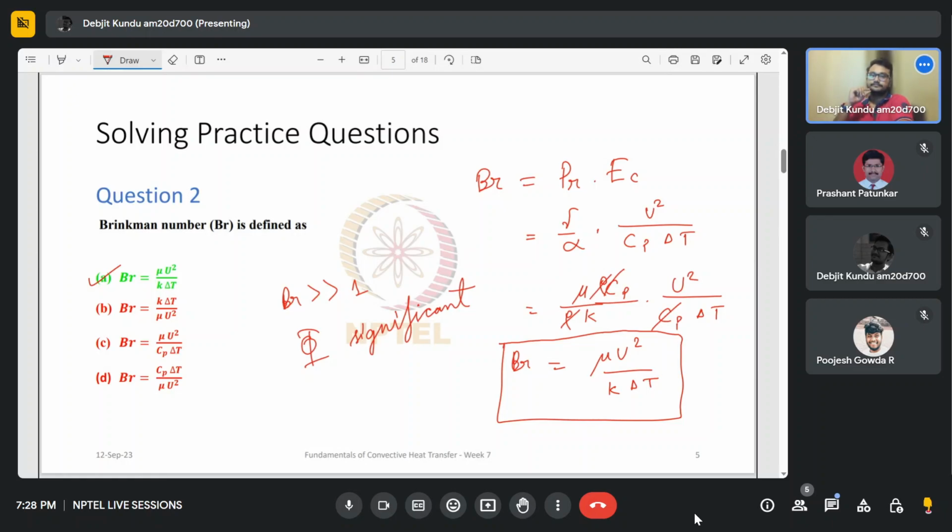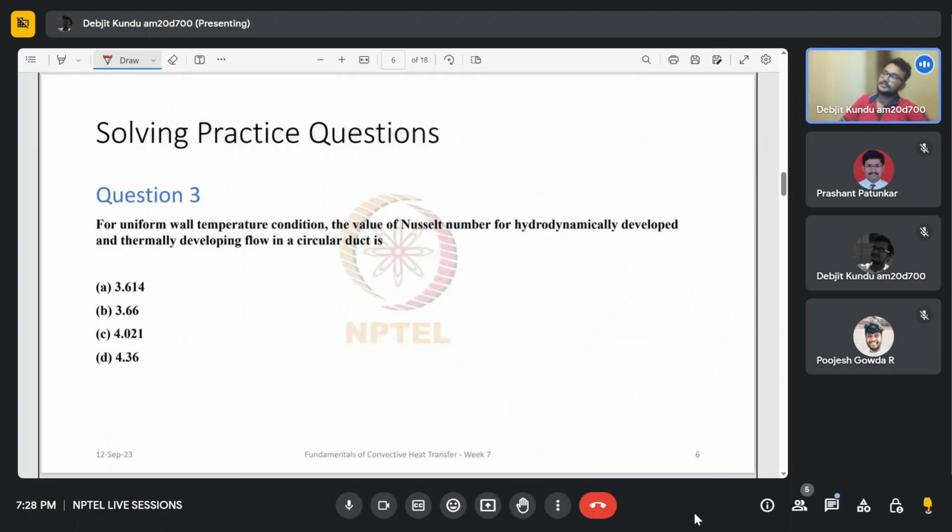Okay. So if there are no more questions, we will keep rolling. We will move on to question number 3, which is an easy one. It's asking us, for uniform wall temperature condition, the value of Nusselt number for hydrodynamically developed and thermally developing flow in a circular duct is what? Is it option A 3.614, option B 3.66, option C 4.021, or option D 4.36?